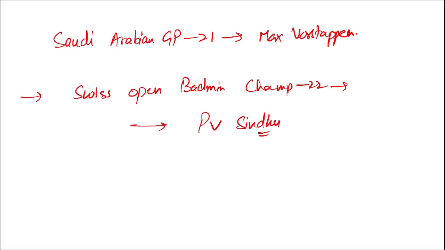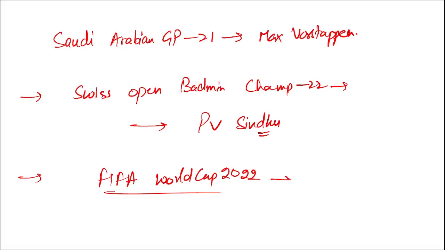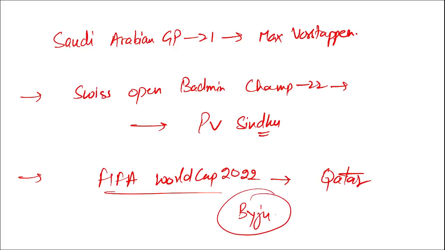Then if I ask you, tell me who has been appointed as the official sponsor for the FIFA World Cup for the year 2022. Can you tell me where the FIFA World Cup 2022 is being hosted? It is being hosted in Qatar. And who has been appointed as the official sponsor? It is Byju's. All right, it is Byju's.